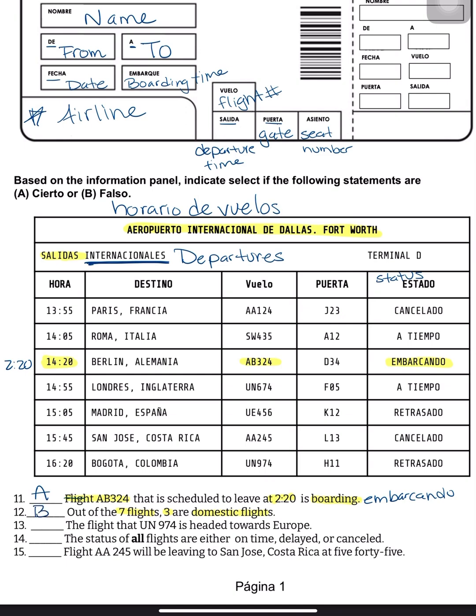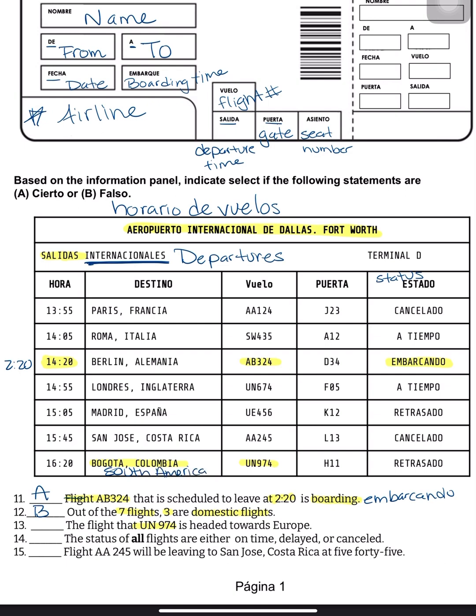That UN 974. So let's go ahead and look for UN 974. Okay. That is headed towards Europe. Okay, so let me go over here and figure this out. Okay, Bogota, Colombia. Now, Bogota, Colombia is located in South America.